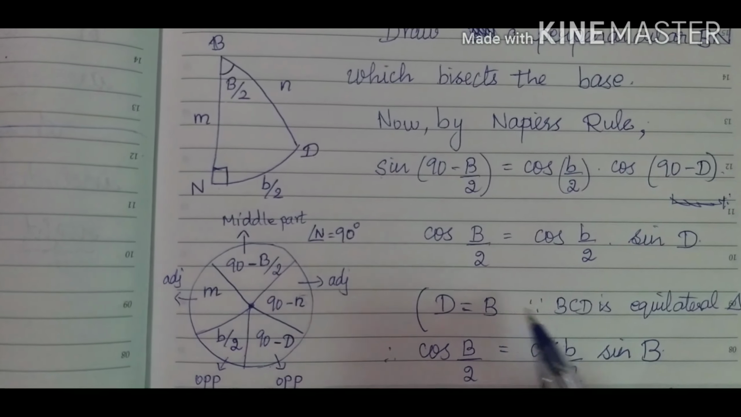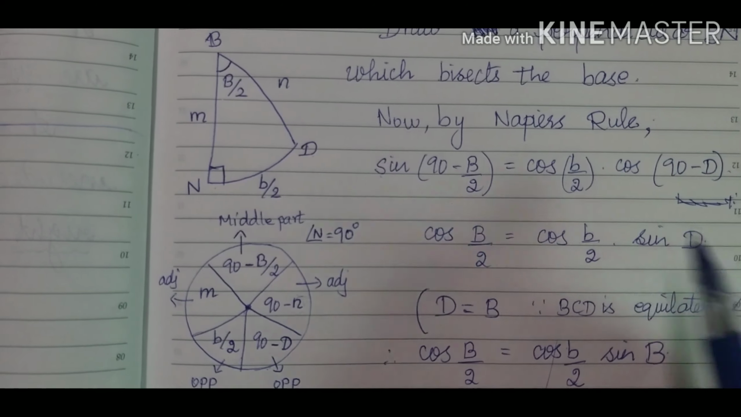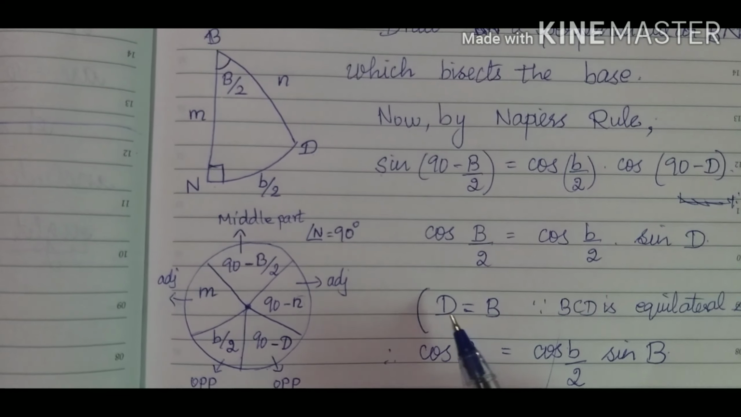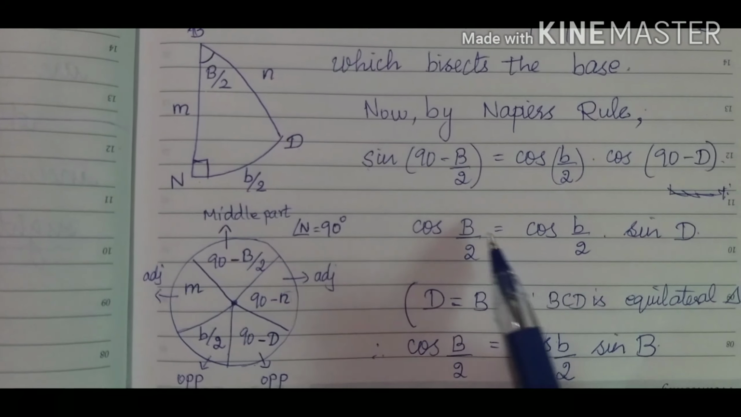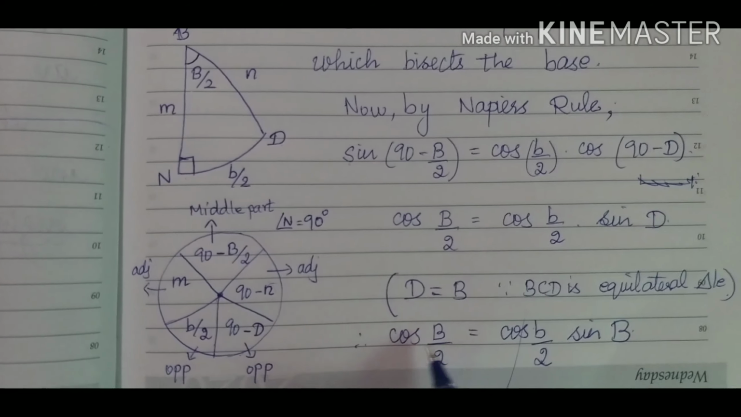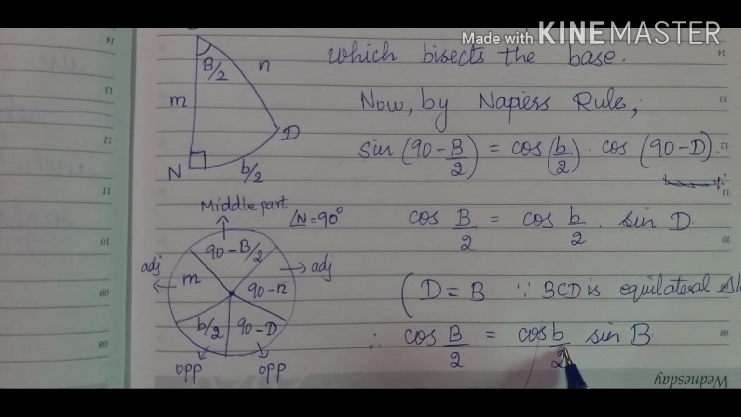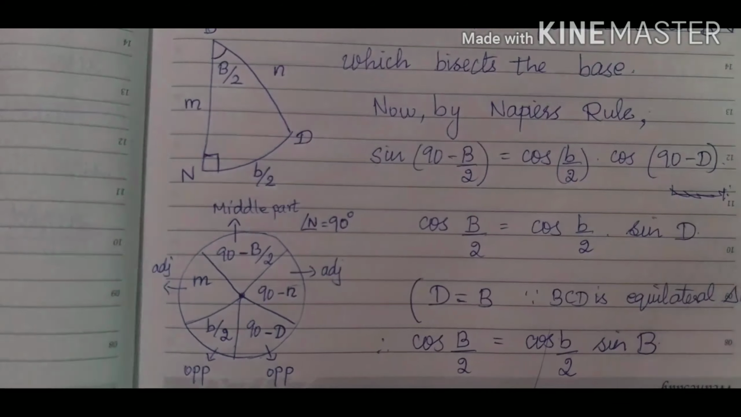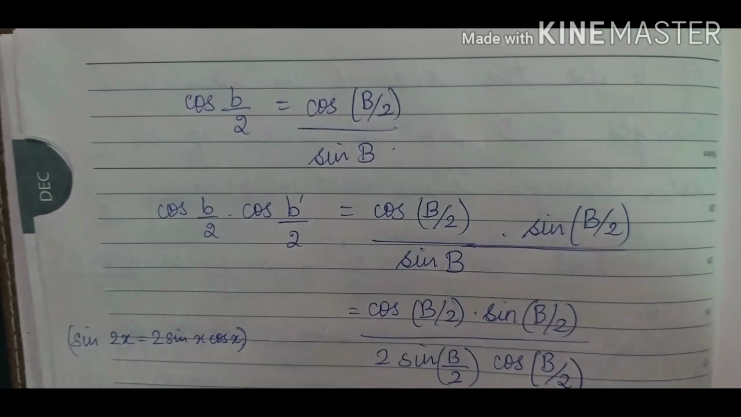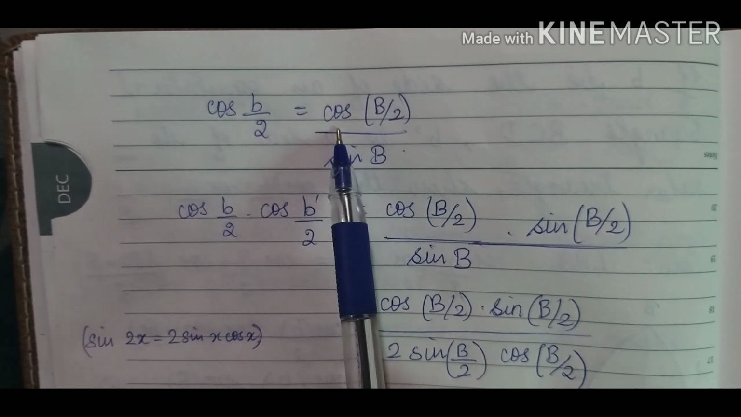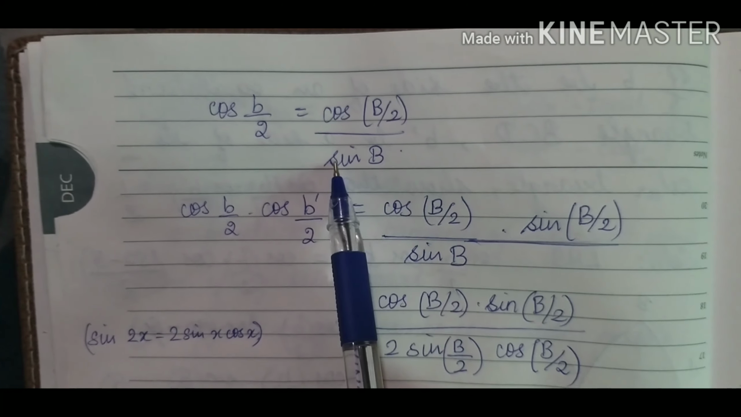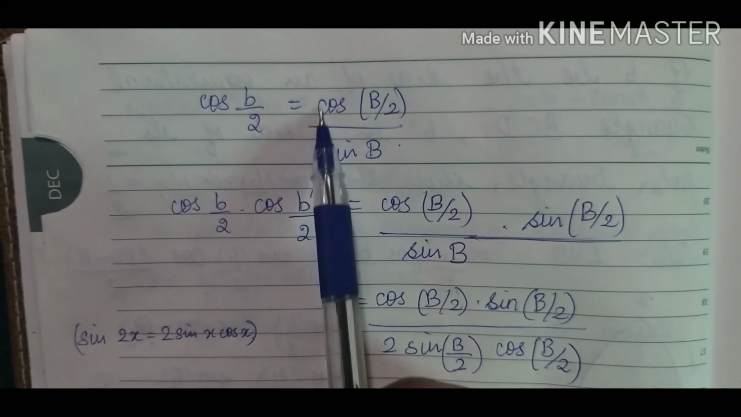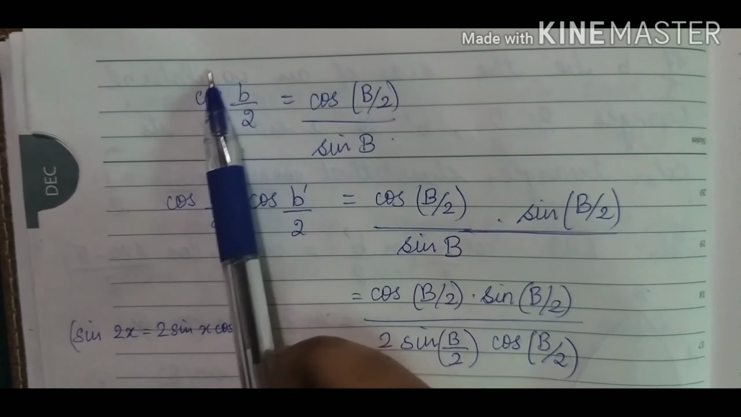As I've said earlier, BCD is an equilateral triangle, so all the angles will be equal. So angle D will be equal to angle B. Now this is rewritten as cos B by 2, which is equal to cos small b by 2 into this angle D, which I am replacing by sin B. So from the previous step, we get cos B by 2 equal to cos capital B by 2 into sin B. We already have the first equation, cos b into cos b dash by 2 equal to cos b by 2 into sin b by 2.